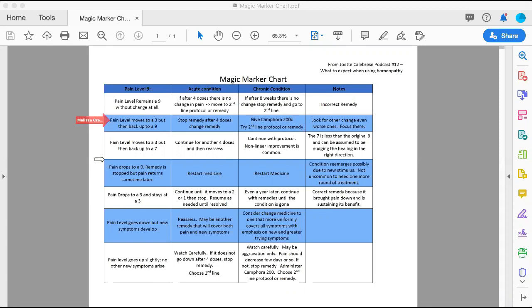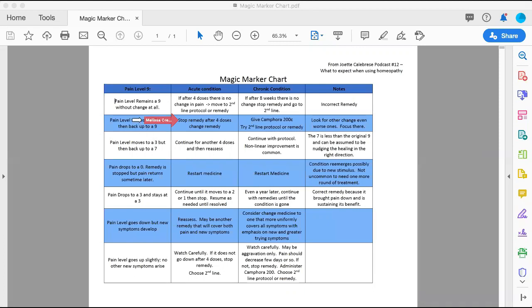If the pain level moves to a 3, but then back up to a 9, this remedy did something in your body, but overall there is no change because the pain level has gone back to a 9. Then you're going to stop the remedy after 4 doses and change the remedy. Or sometimes I'll have you change the frequency and or the potency to see if that makes a difference.